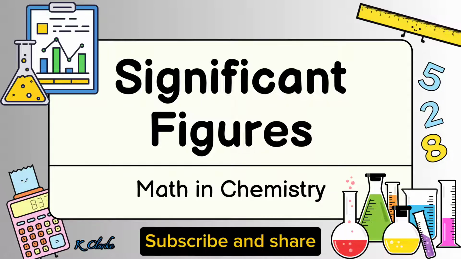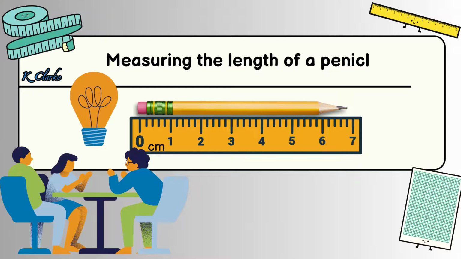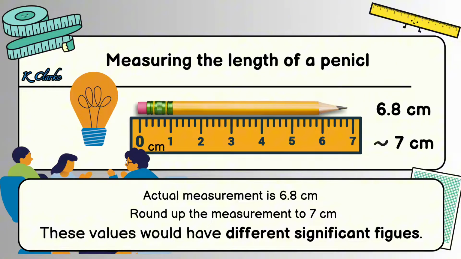Let's begin. Two friends, Trinity and Michael, were debating the length of a pencil. Trinity insisted the length is 6.8 centimeters, while Michael said, "It's about 7 centimeters." Then Scott whispered, "Both of you are correct. The only difference is the significant figures."